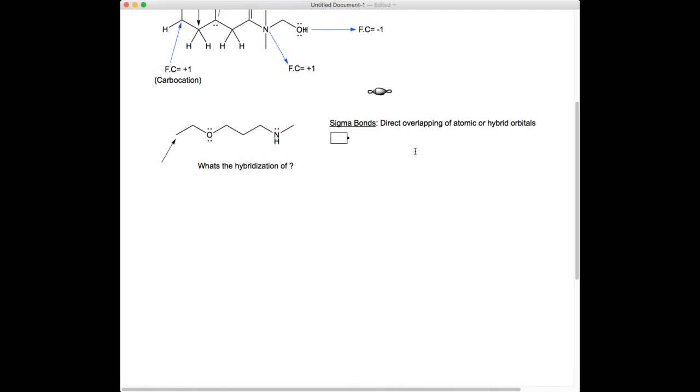That's the definition. And once again, you can directly overlap either atomic or hybrid orbitals, which you already know what they are. We also talked about pi bonds. Anybody remember the definition of a pi bond? Type it in the chat. How did we define a pi bond in class? So we have a double bond. That is correct, but that's not the answer to the question because that's not the definition of a pi bond. Iman said it beautifully: side-by-side overlapping of pure p orbitals.